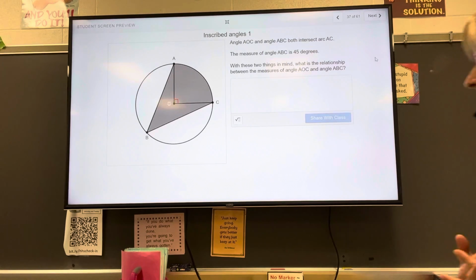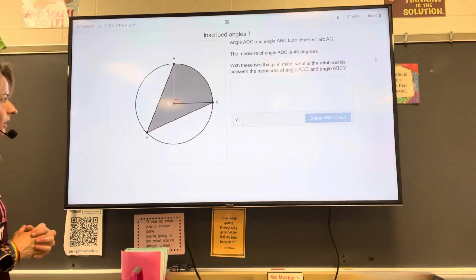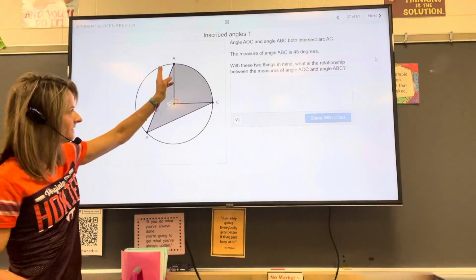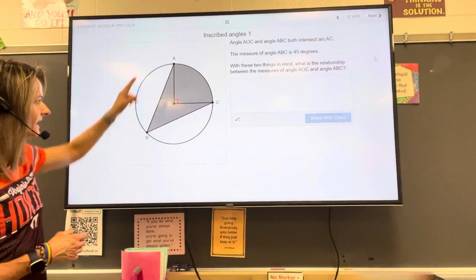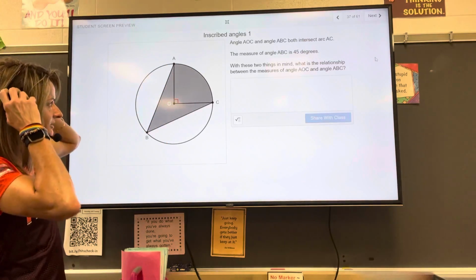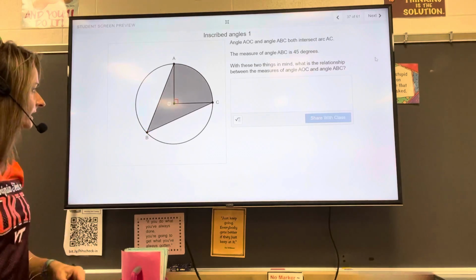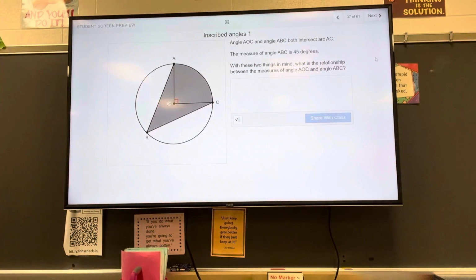This is an example of what these types of problems look like on your SOL. They usually draw a diagram that looks very similar to this, where they have a central angle, they've got an arc, and then they also have an inscribed angle. Angle AOC and angle ABC both intersect at arc AC. The measure of angle ABC is 45 degrees. So can I write that on there? We are about to find out.